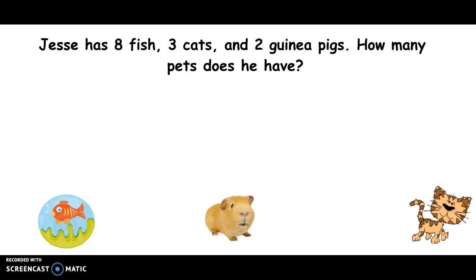Jesse has 8 fish, 3 cats, and 2 guinea pigs. He's got a lot of pets to take care of. How many pets does he have? Okay, write out your numbers. Check and see, is there any that are 10 partners that can make it easier for you to add? And don't forget your label.